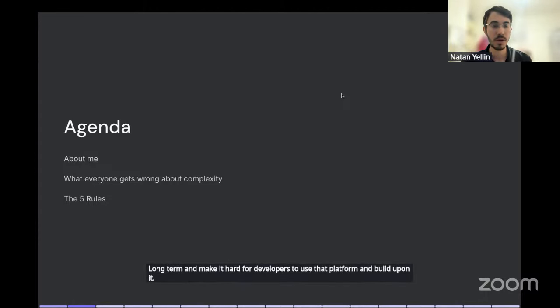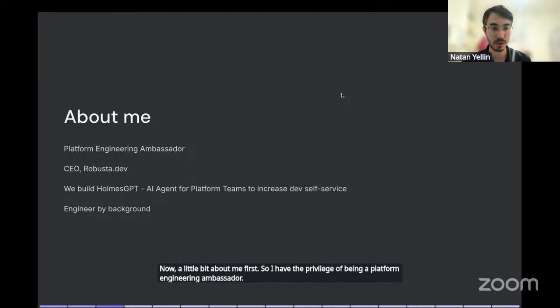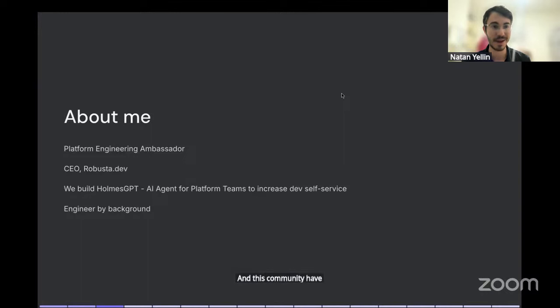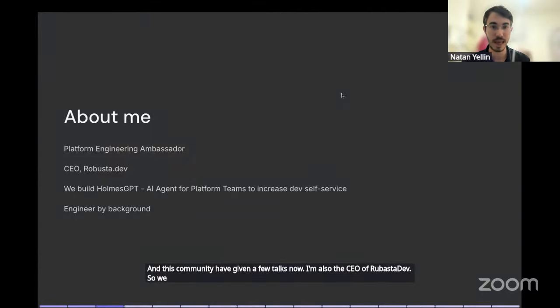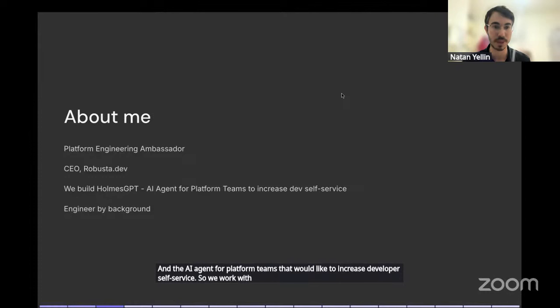Now, a little bit about me first. I have the privilege of being a platform engineering ambassador and love this community. I have given a few talks now. I'm also the CEO of Robusta Dev. We build HolmesGPT, an AI agent for platform teams that would like to increase developer self-service. So we work with a ton of platform teams and we see a lot of platforms that people build. That's where the concept for this talk came from.